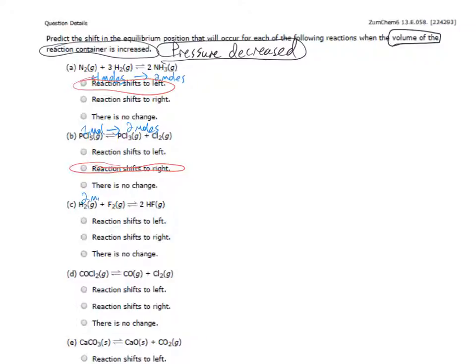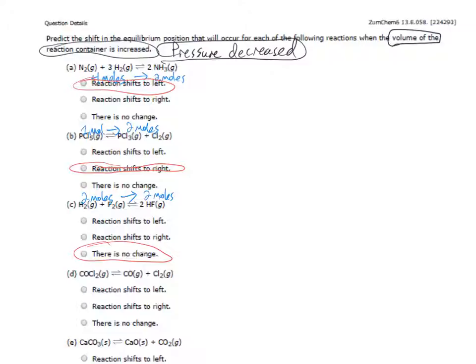Question C. We have 2 moles of gas in hydrogen and fluorine and 2 moles of gas in hydrofluoric acid. Aha! We have equal numbers of moles of gas. So the volume of the container increasing or decreasing, with the pressure changing accordingly, will not affect this equilibrium position. It'll stay right where it is because there's equal numbers of moles of gas. That's not to say that there won't be individual molecules reacting from one side of the equation to the other, but there's no net change.